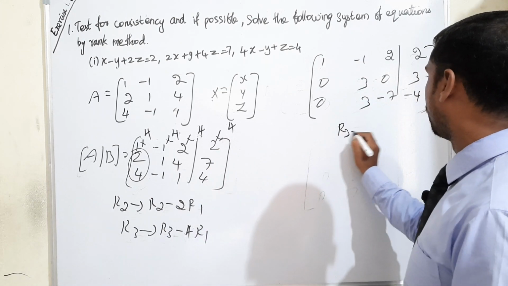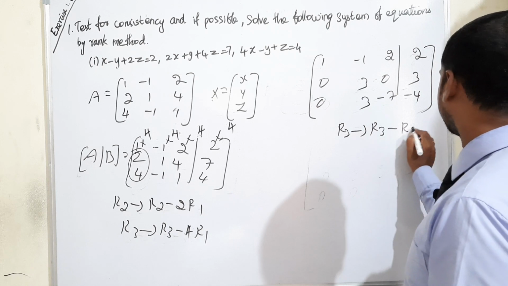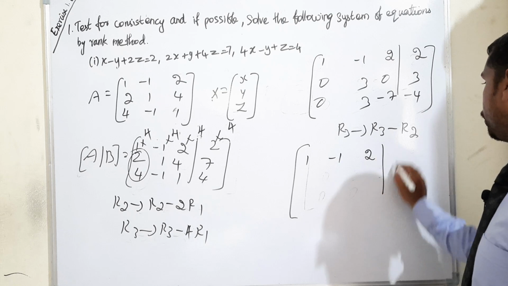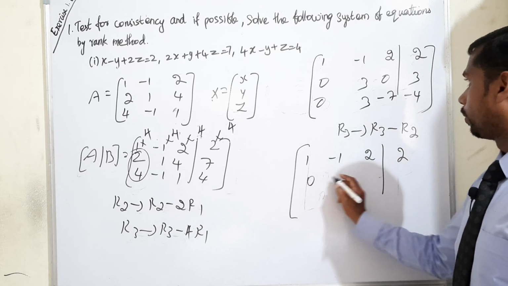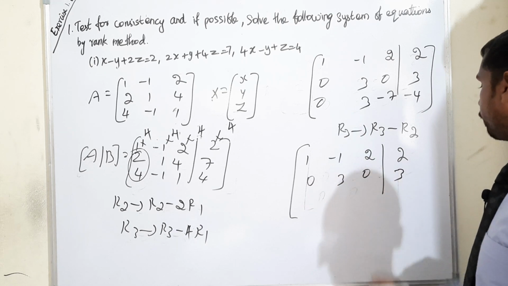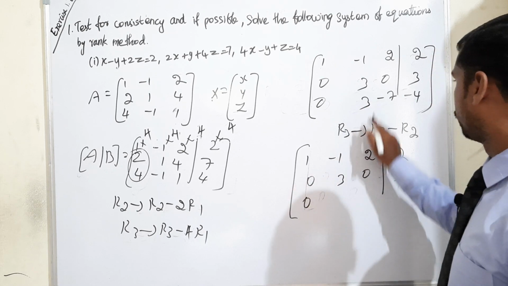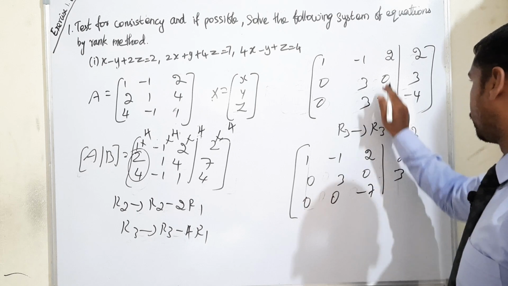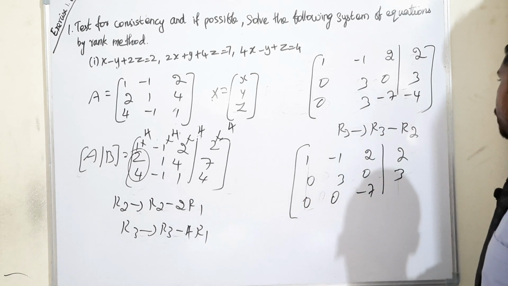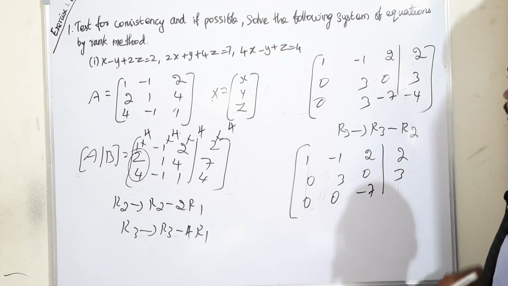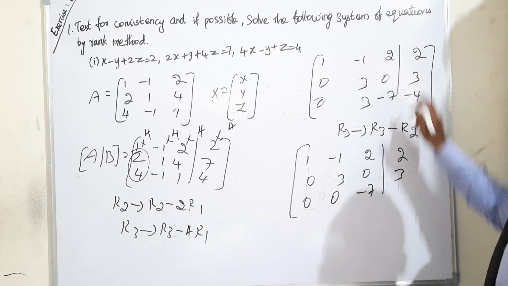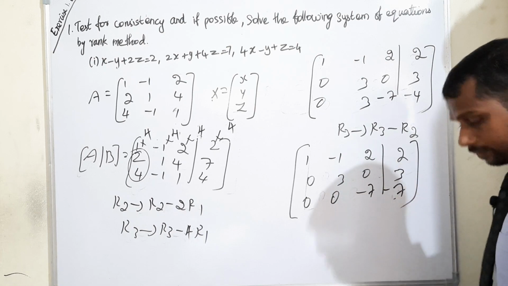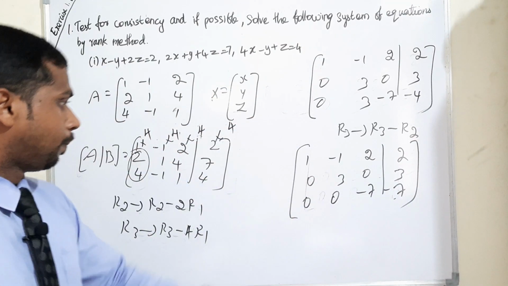Next, what you have to do? R3 gives R3 minus R2. R1, R2 as it is. 1 minus 1, positive 2. 0, 3, 0, 3. Again, 0. 3 minus 3, 0. Minus 7 only, because second row term we have 0. That's why minus 7 plus 0 means minus 7. Next here, minus 4 minus 3 means minus 7. So, next we have proved the row echelon form.